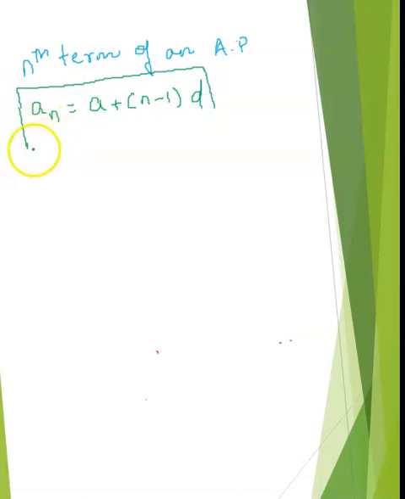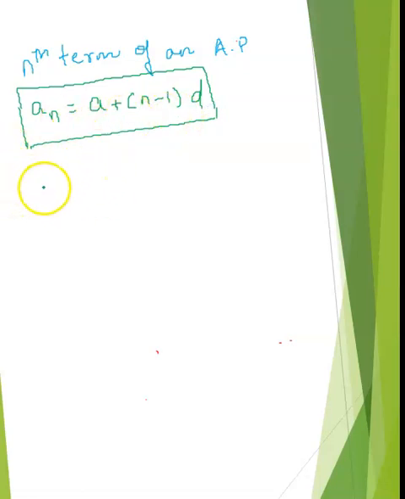Now we will study the nth term of an AP. The nth term of an AP is given by an equals a plus n minus 1 into d. This is very important and you should keep this in mind. When we solve questions from RS and other books, we will be using this. Whether it is from NCERT, RS or RD, this is the concept, so you have to keep it in mind.